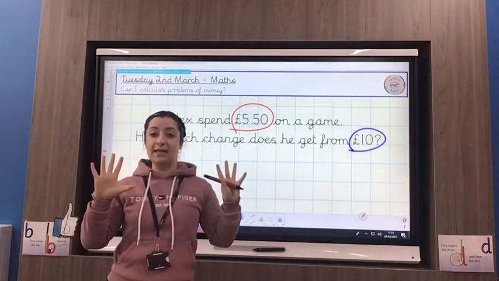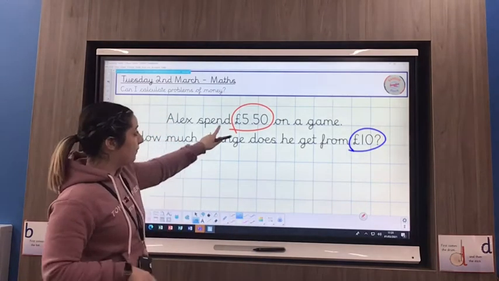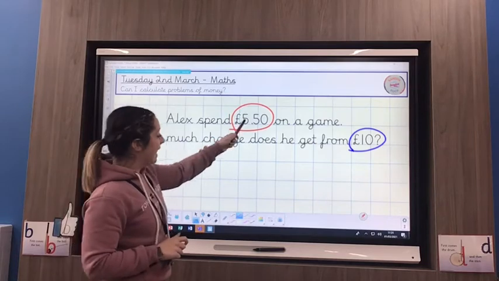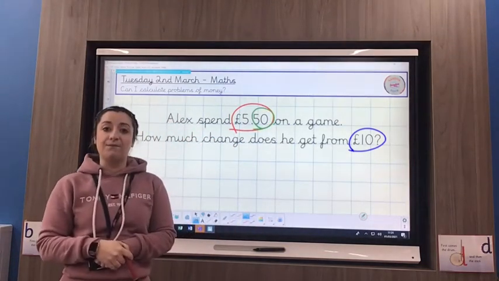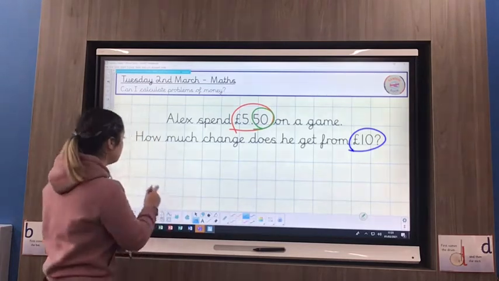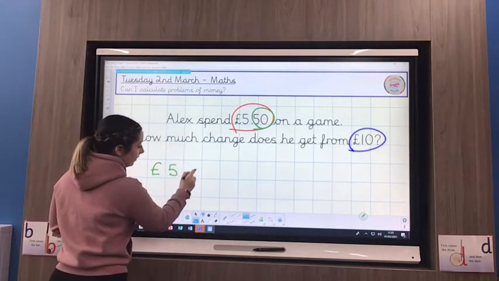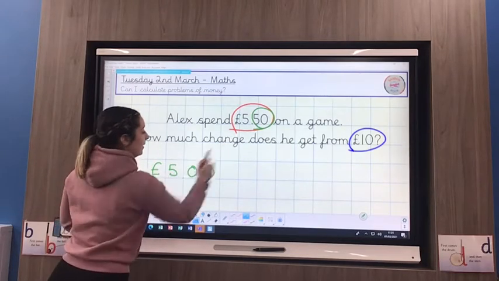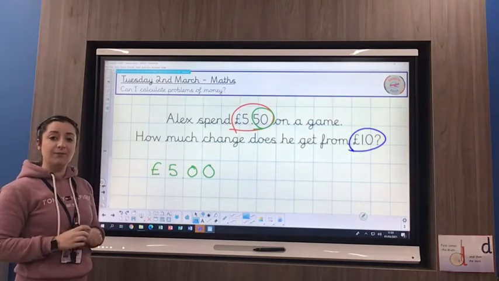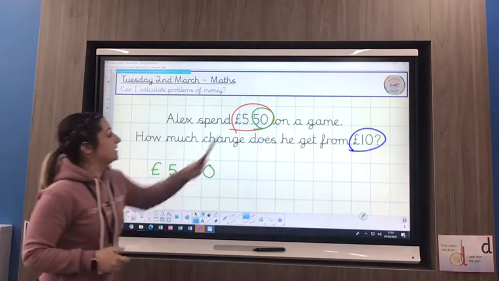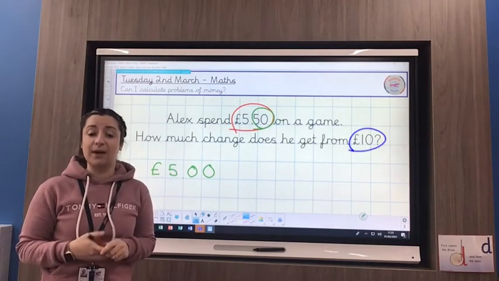The first thing I'm going to do is I'm going to take away £5 from 10. So we've got 10, we take away 5, we are left with 5. So I've got £5. Now I need to have a look at my pence here, and I've got 50 pence. So at the moment I've got £5, but I need to take away 50 pence. So I need to do 500 because £5 is 500 pennies, take away 50. Can you do that at home?